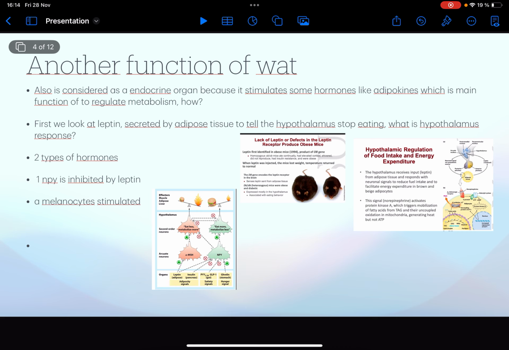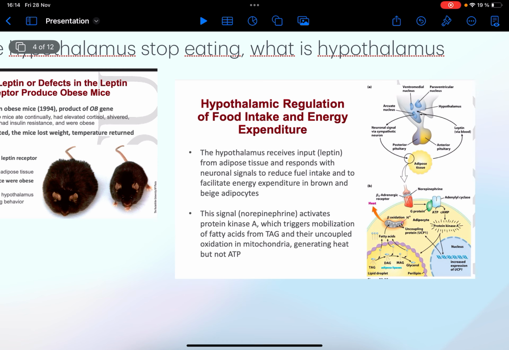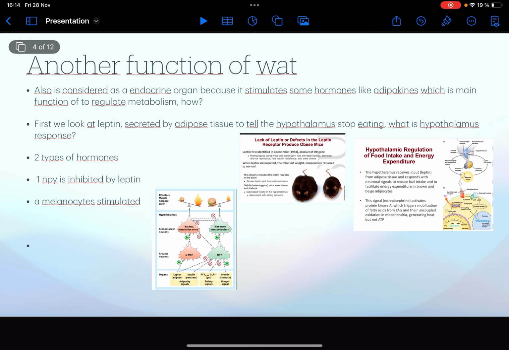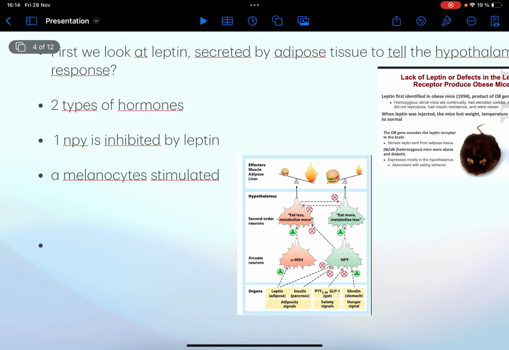And the response of leptin binding to the hypothalamus is basically that it will produce norepinephrine and activate protein kinase A, and then TAG metabolism and beta oxidation will happen in the mitochondria and we will generate heat. But what is also interesting is that leptin affects other hormones, mainly neuropeptide Y and alpha melanocyte.